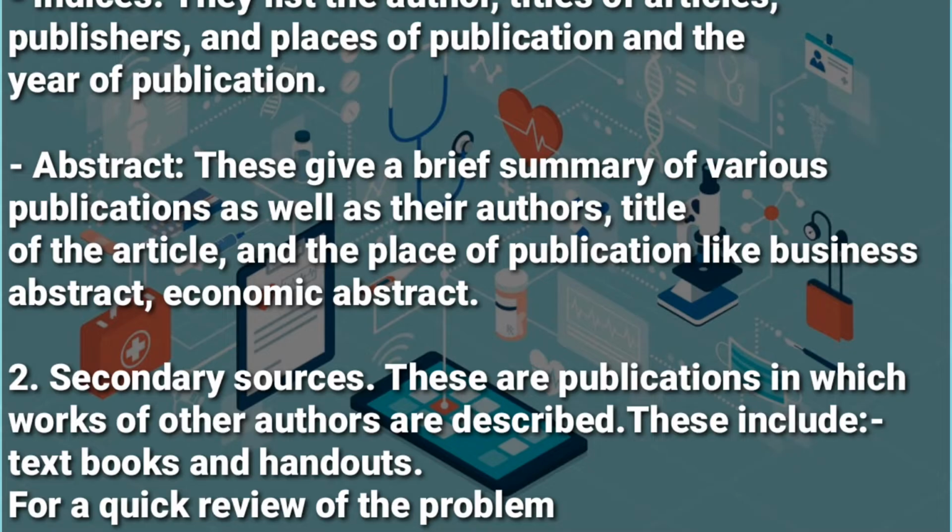When you're reading a textbook, at the back, there is always that information that tells you to go and get more information from a particular book written by a particular author in a particular year. So a textbook, a handout, those are the secondary sources of literature review.